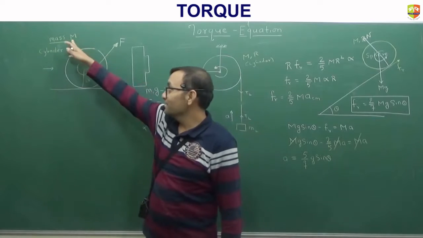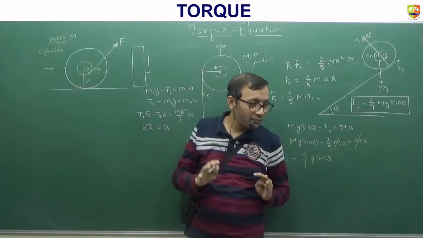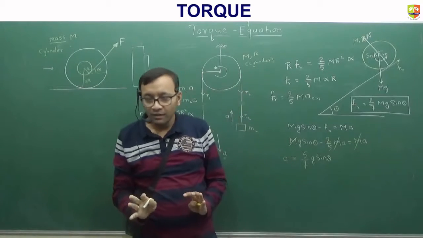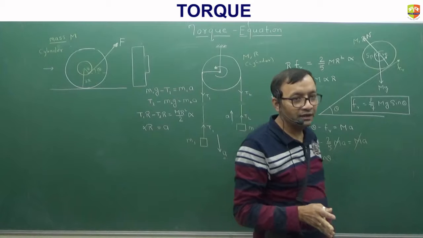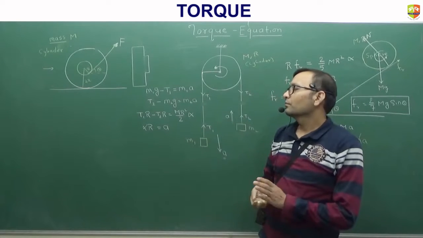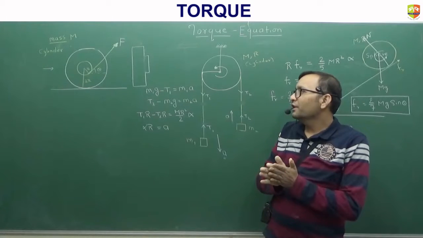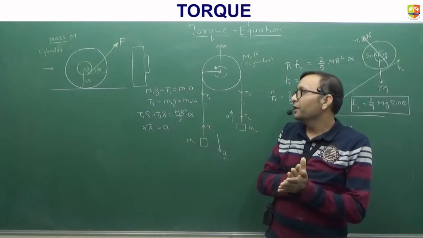See, total mass is given and complete radius 2r is given. So moment of inertia is m into 2r square by 2. Okay? Cylinder here. Are you getting it? So you don't need to add up each one. Actually, it will not be m into 2r square by 2.